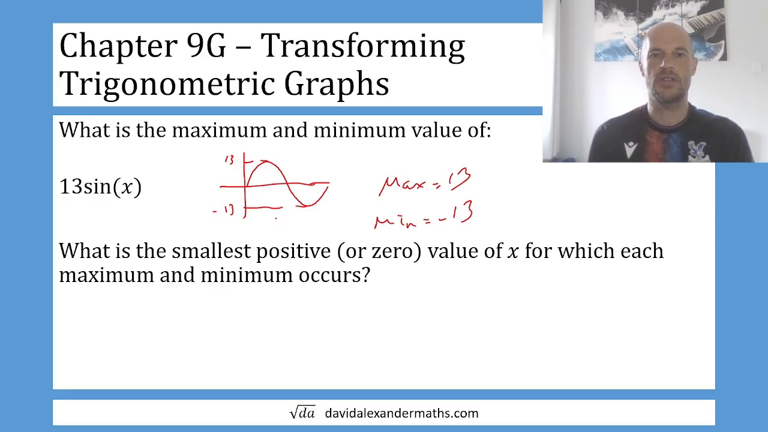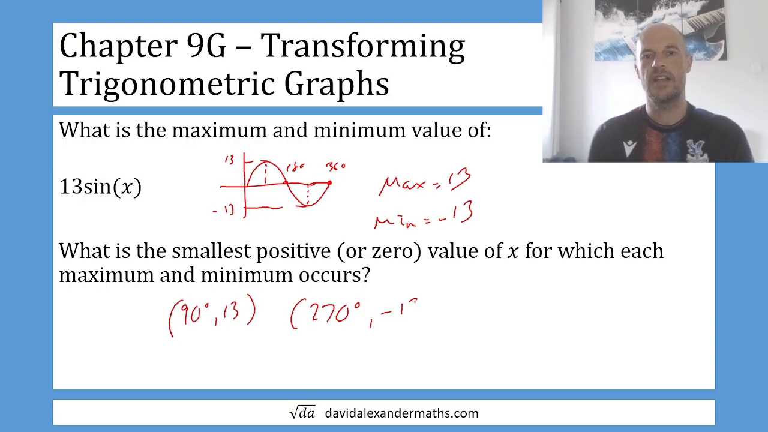And what is the smallest positive or 0 value of x for which each maximum and minimum occurs? So this is 360, this is 180, so this here will be 90. So 90 degrees, 13, and the minimum will be halfway between 180 and 360, which is 270. So 270 degrees, negative 13.